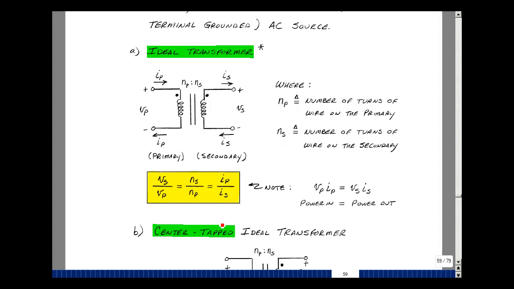The reason that's there is that if you were to cross multiply, V sub s times I sub s is equal to V sub p times I sub p. And what is that? That's the power in equals the power out.